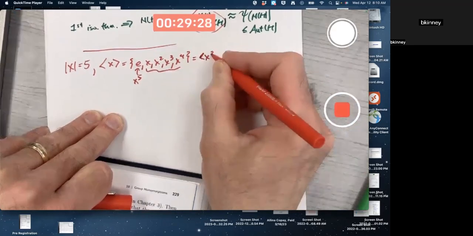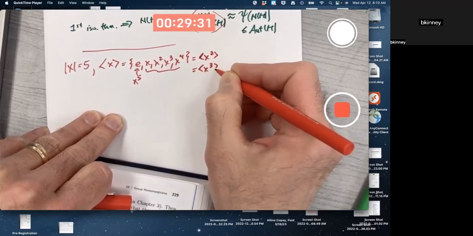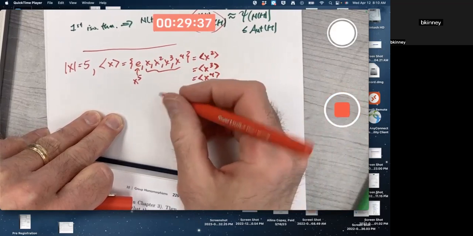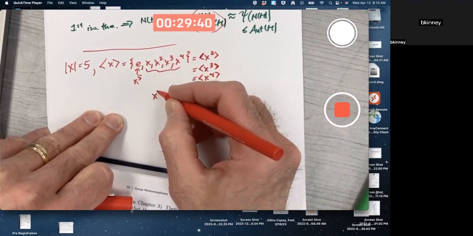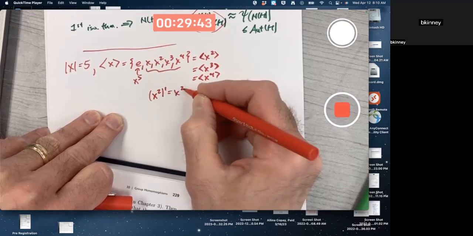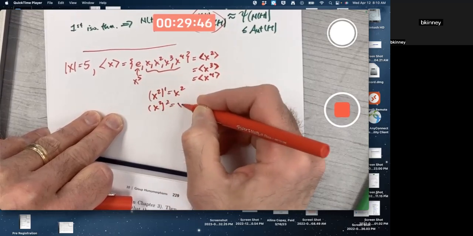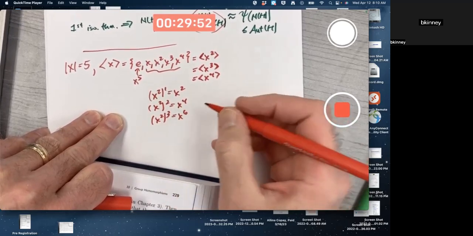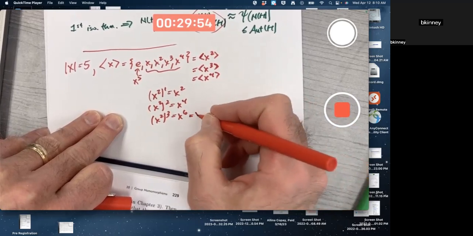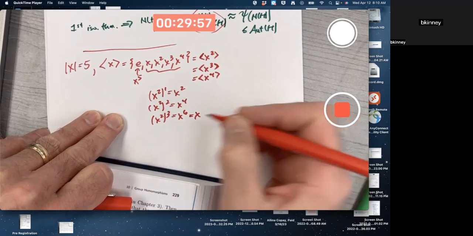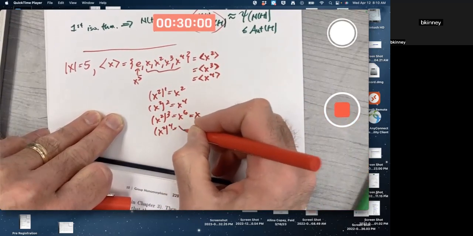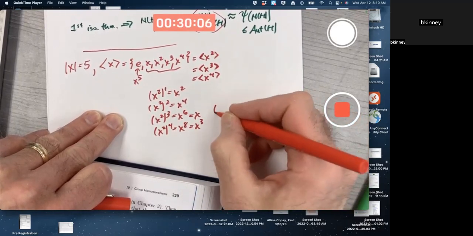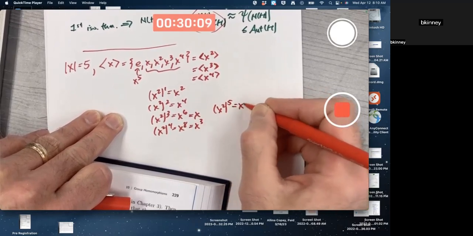This is also generated by X squared. It's also generated by X cubed. It's also generated by X to the 4th. If you're feeling unsure about that, double check it. For example, consider powers of X squared. X squared to the first power is itself. X squared squared is X to the 4th. X squared cubed is X to the 6th, but then I know that X to the 5th is e, so this is the same as X. X squared to the 4th is X to the 8th, mod the exponent by 5, that's the same as X cubed. And X squared to the 5th is X to the 10th, but that is the same as e.